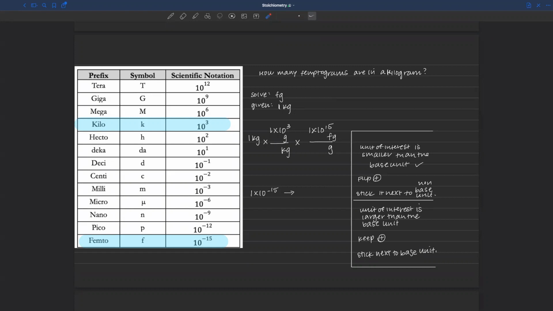And then you just have to make sure all your units cancel. So kilograms cancel, grams cancel. And at this point, we can just write our equation. 1 times 10 to the third, 1 times 10 to the 15, all over 1. And remember, when you multiply exponents, do you add or subtract? You add, and so it's 1 times 10 to the 18th femtograms. So not too shabby at all.